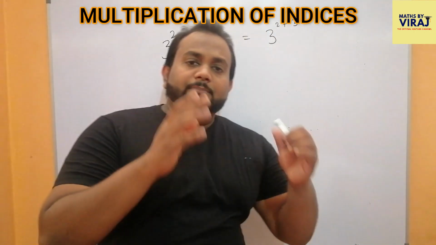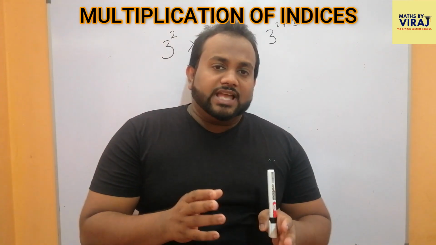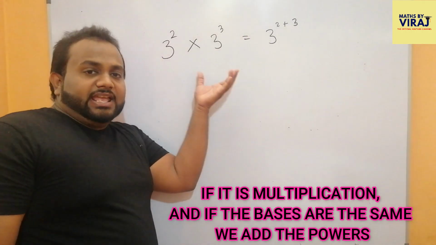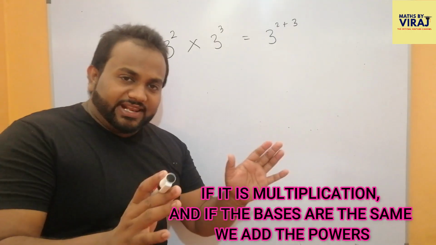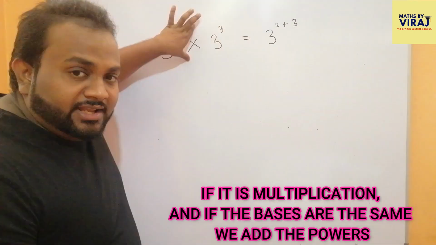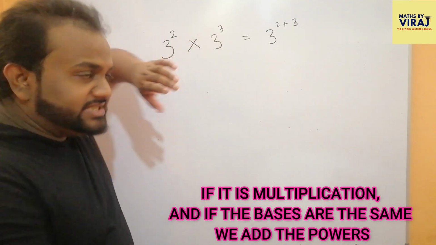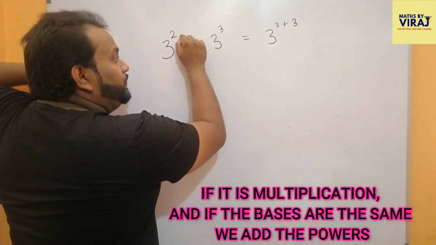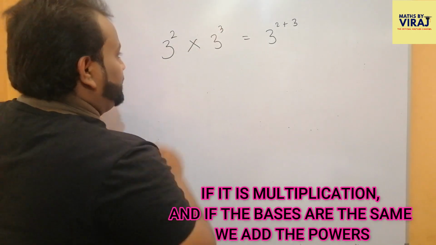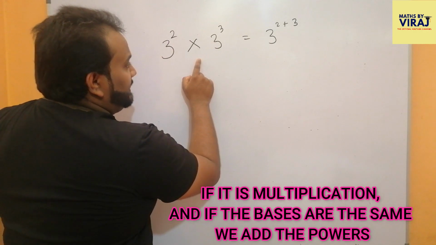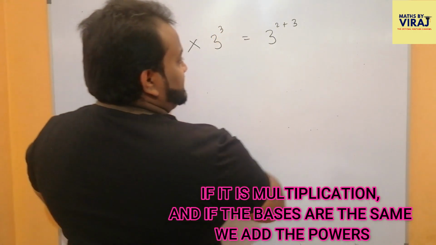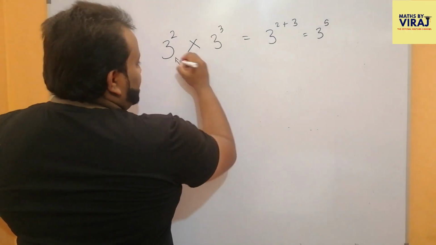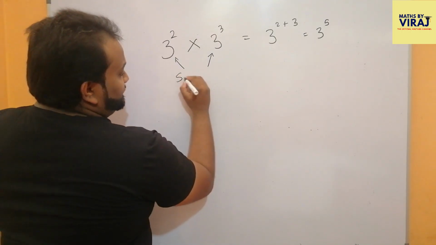Multiplication of indices. When multiplying indices, what you should know is that if it is multiplication and if the bases are the same, you add the powers. Very easy. Therefore, 3 to the power 2 multiplied by 3 to the power 3, the answer is 3 to the power 5. Very simple. Now you see that the bases are the same.